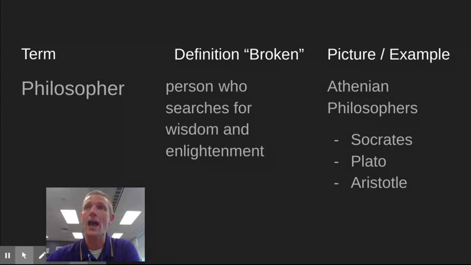Philosophers: because Athens is a democracy, because Athens has this belief that culture and wisdom make you stronger, we see them support people who search for wisdom and enlightenment. We're going to talk a little about Socrates, Plato, and Aristotle.